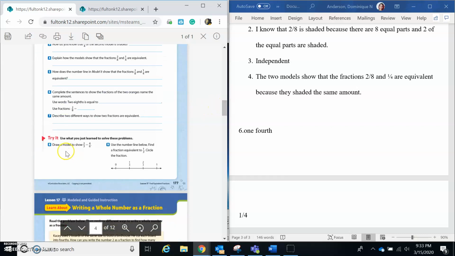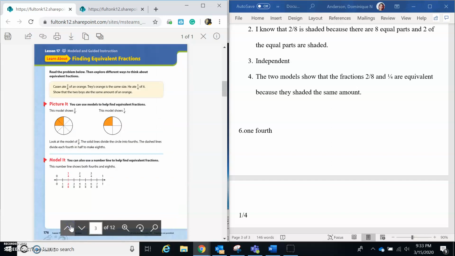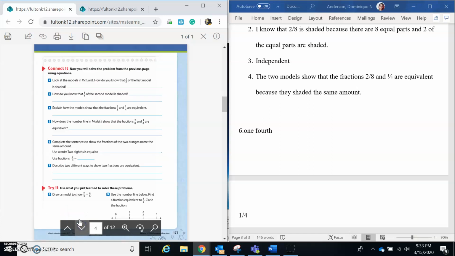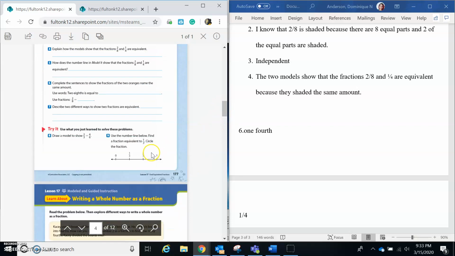Alright, now it says draw a model to show 2/3 and 4/6. So just like they did here, you can go ahead and you can use squares. You don't have to use circles, but I want you to go ahead and show me one model with thirds and shade in 2 parts, and then another model that's partitioned into 6 and shade in 4. And then you're going to come over here and move this up so you can see.